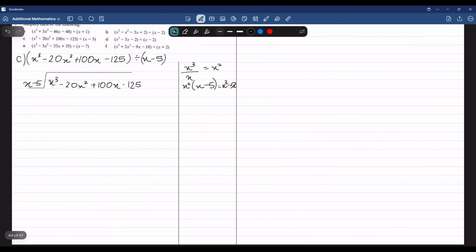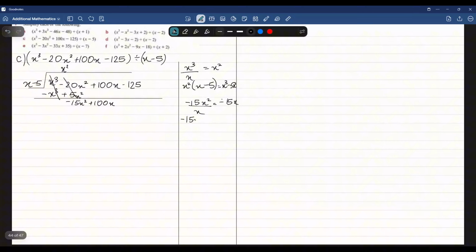So basically, x cubed minus 5x squared. Now I'm going to copy this down, x cubed minus 5x squared, and that came up when I multiplied by x squared. Again, this becomes negative, this becomes positive, as this is multiplying by negative. And I subtract this, and then we are going to get negative 20 plus 5, which is going to give us negative 15x squared plus 100x here. Negative 15x squared divided by x is going to give us negative 15x, sorry.